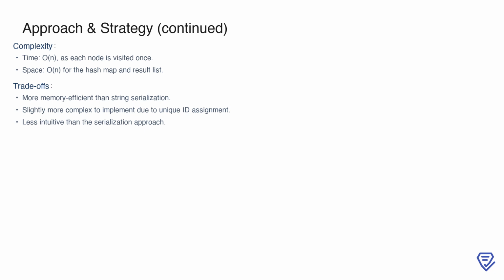However, this comes at the cost of slightly more complex implementation details, such as the need to assign unique IDs to subtree structures dynamically. Additionally, this approach may feel less intuitive compared to serialization, which directly captures the subtree structure and values as a string. While canonicalization is efficient, its added complexity may not always justify the marginal improvement in memory usage, especially for problem constraints that allow for a more straightforward solution.